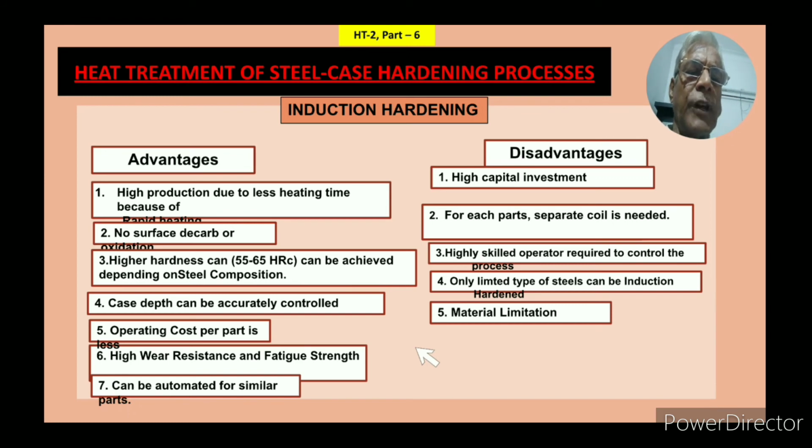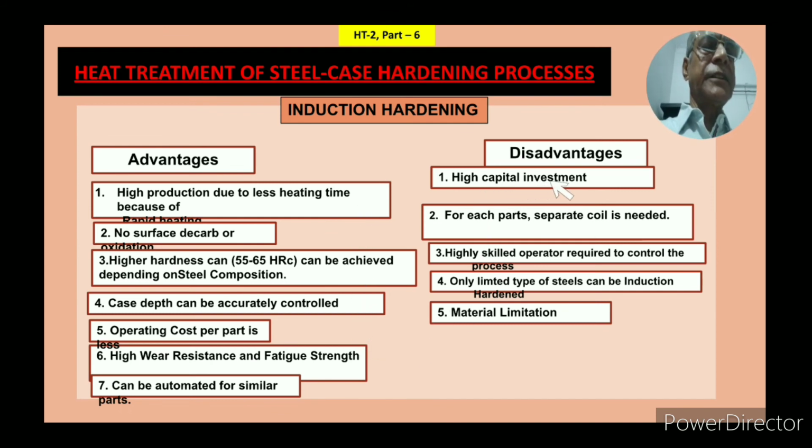If you have a huge requirement of the same parts, then the most economical process will be induction hardening, because it can be automated also. If the process parameters are controlled, confirmed, specified, and you maintain that, then you can automate it. It can go for automation also. So these are the various advantages of this process.